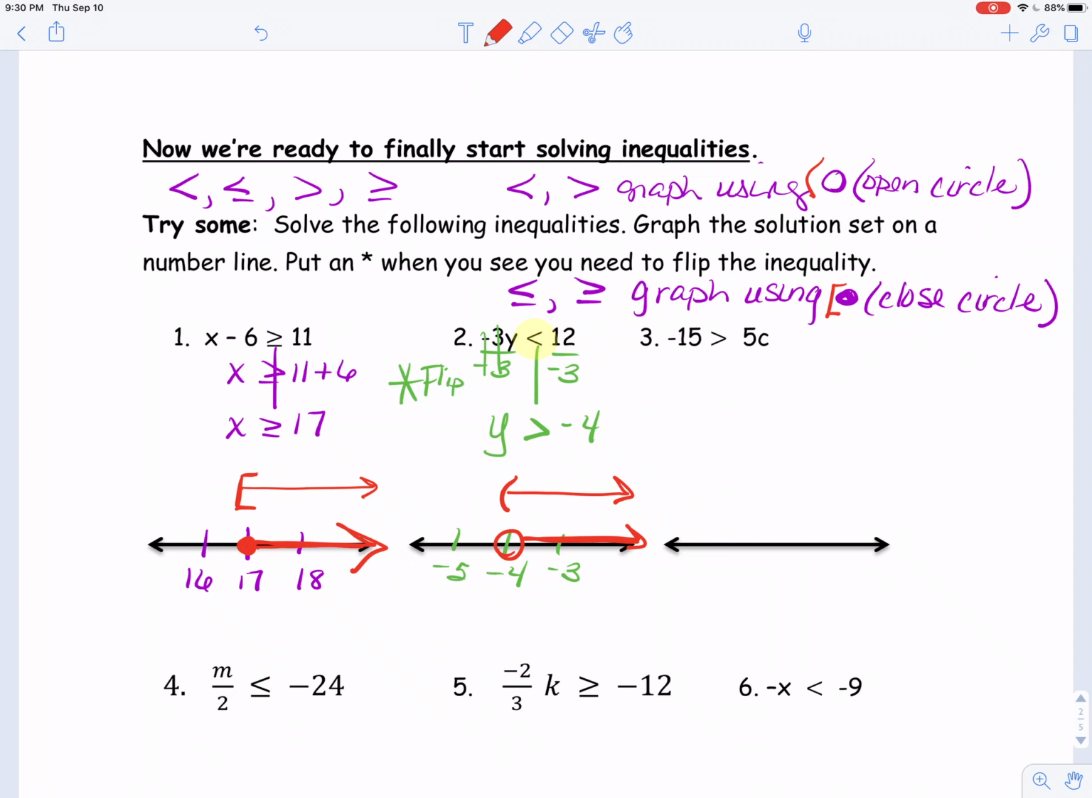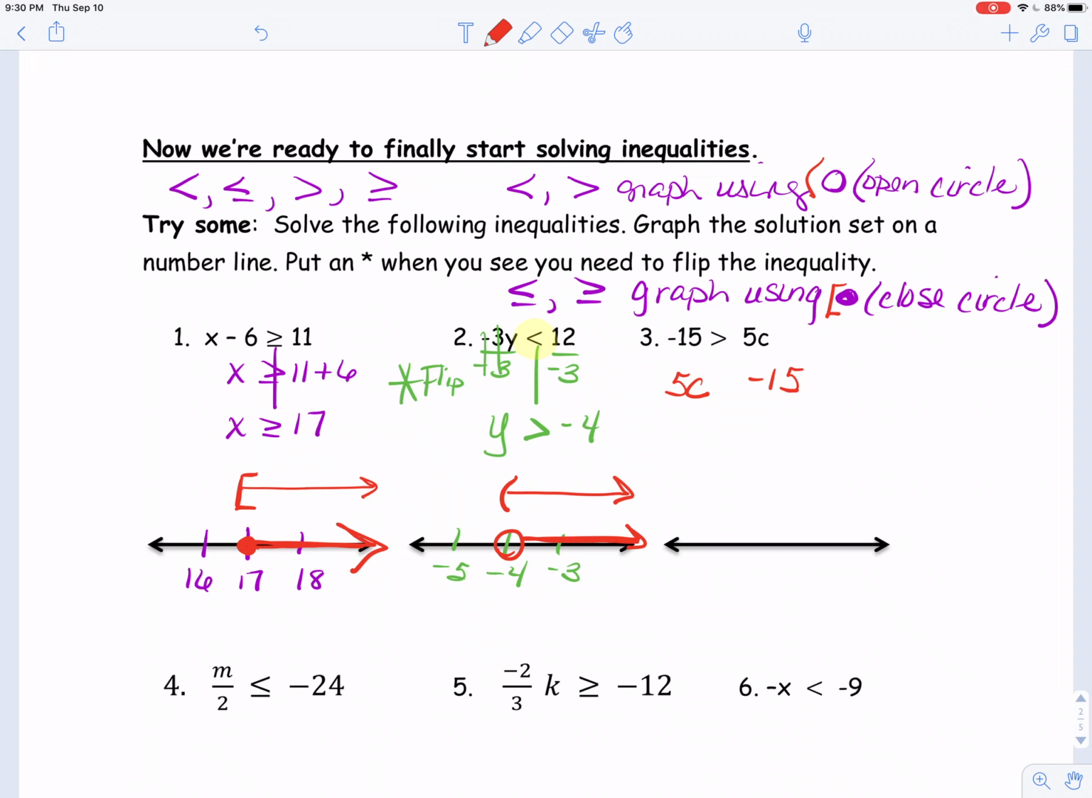Okay, now take a look. This next one does not have the variable first. These are easier to do when the variable is first. So let's go ahead and turn it around. So I want to put 5c on the left and -15 on the right. They're just easier to graph if you have the variable on the left.